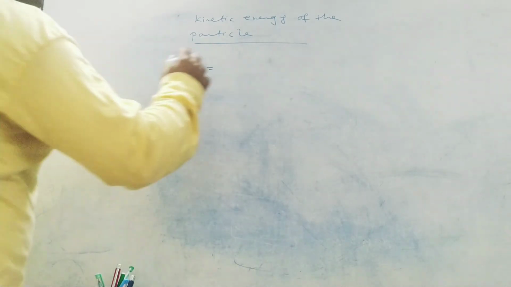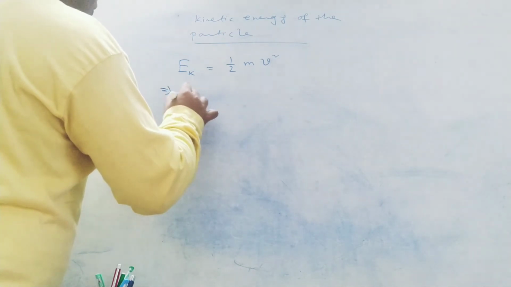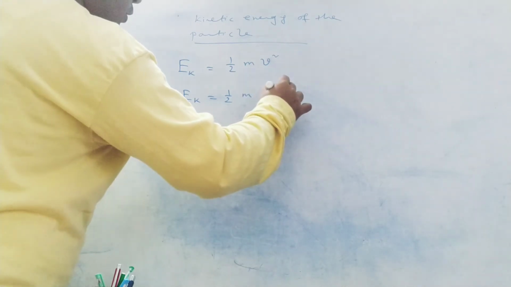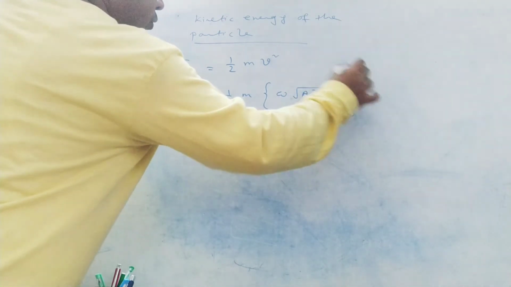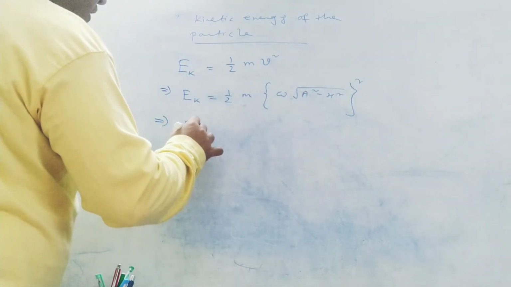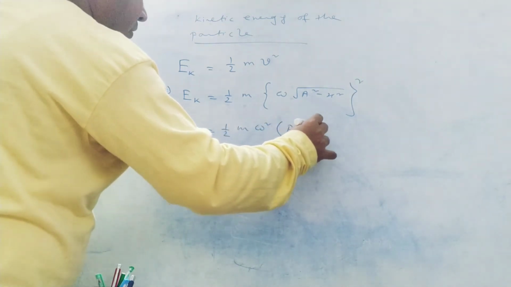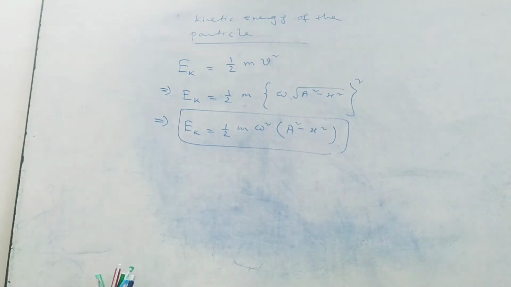We are going to find out the kinetic energy of the particle executes S.H.M. That is, kinetic energy Ek is equal to half m v square. You know that v is equal to how much? Omega root over of a square minus x square. This gives Ek is equal to half m omega square a square minus x square. This is the expression of kinetic energy of the particle executes S.H.M.